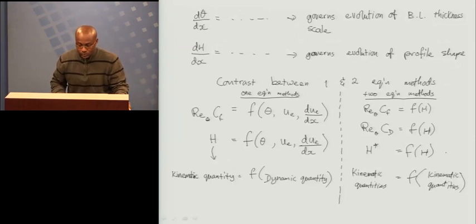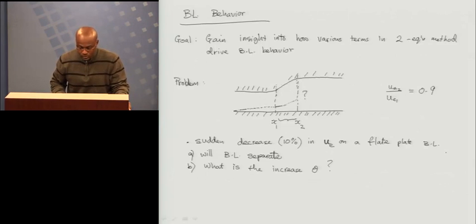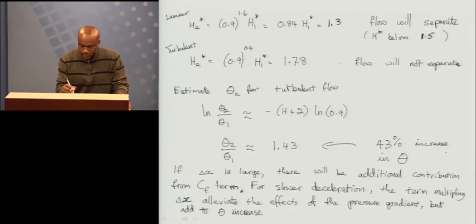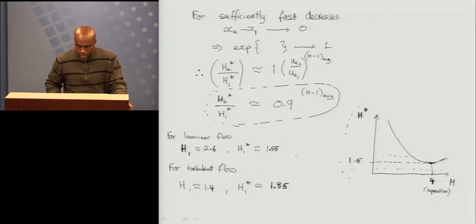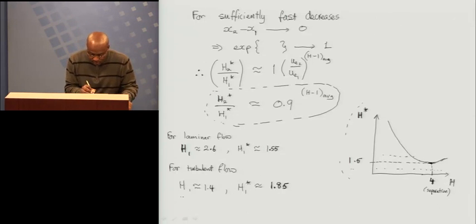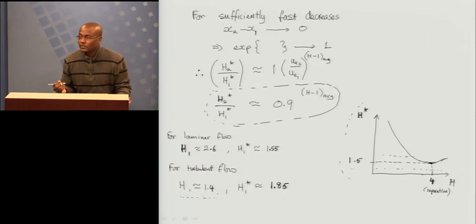Question? When I calculate theta 2 over theta 1, which equals 1.43, what kind of H do you use? The H value we're going to be using would be for our turbulent case. So that would be this H value here. Okay.